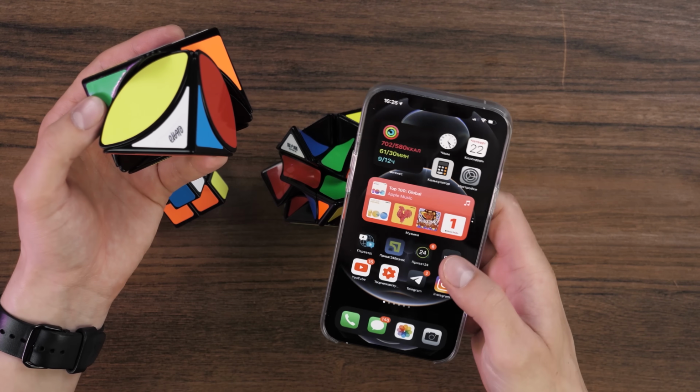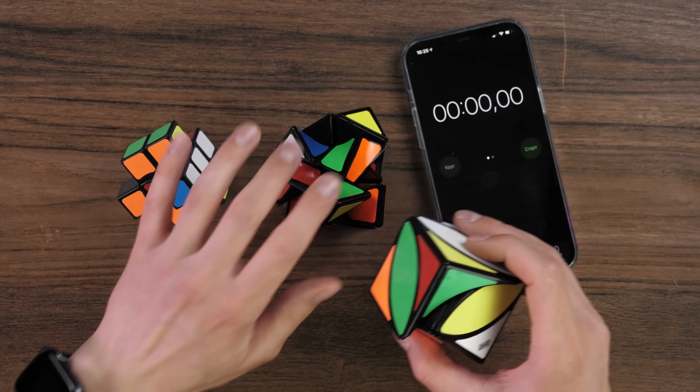Yeah, I usually use a calculator for this, I'm that kind of person. And let's try to solve it.